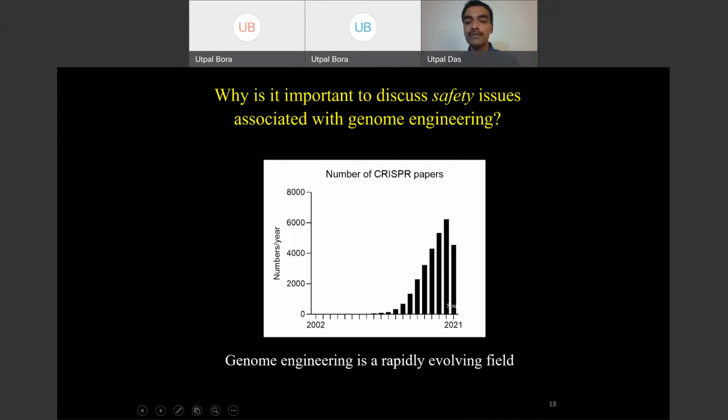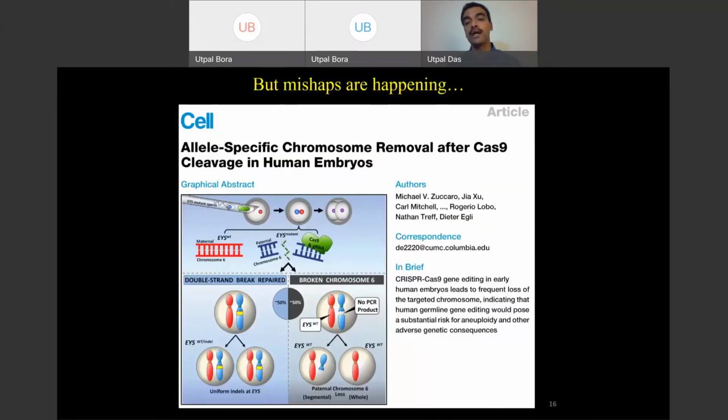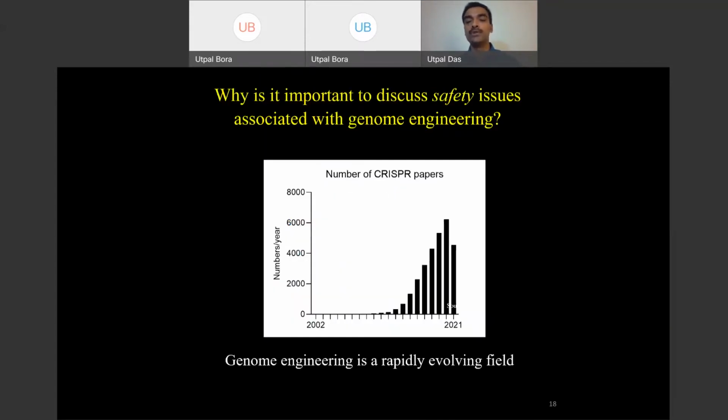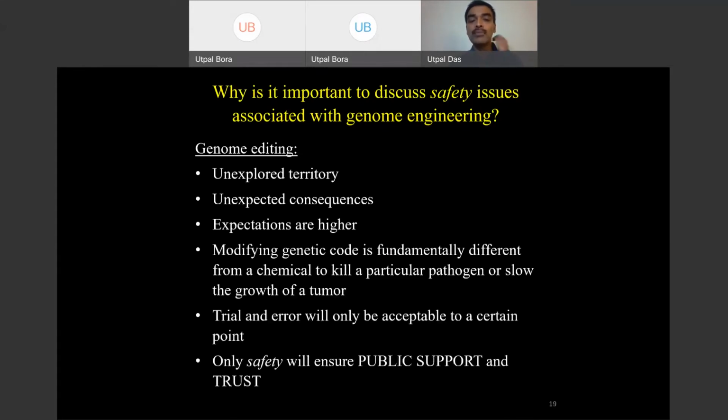So everyone is trying to manipulate genes. New technologies, new discoveries are coming out, but still we have mishaps like this. So it's really the time to not just look at the good things with genome engineering, but also to focus on safety issues. So why is it important? Because this entire gene editing technology is in kind of an unexplored territory. We are jumping into a pond, we do not know what animal is there. It's completely unexplored.